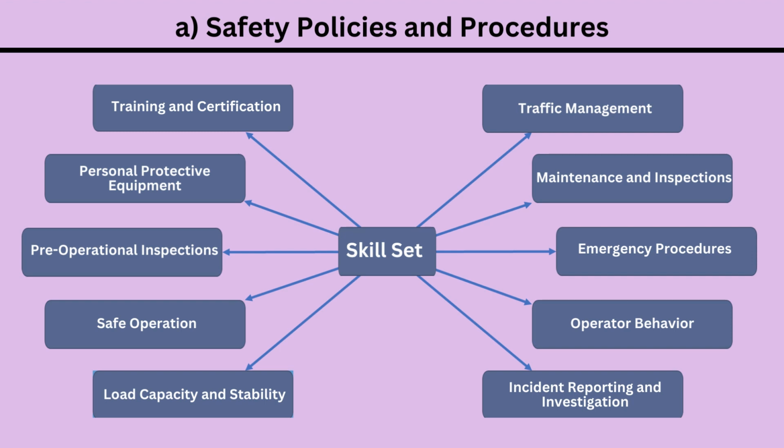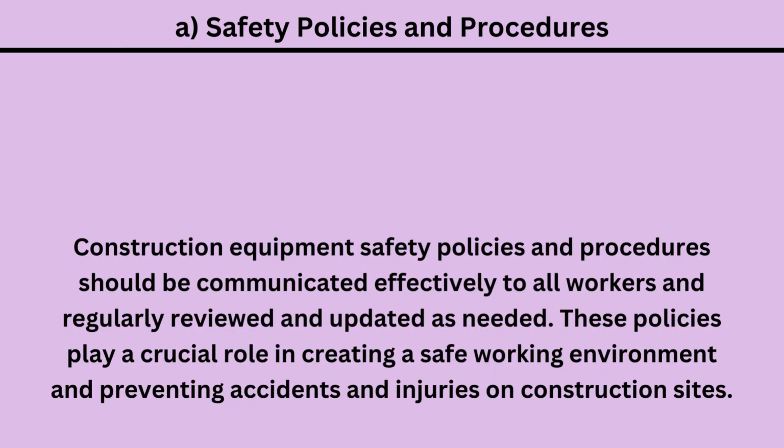1. Training and certification. 2. Personal protective equipment (PPE). 3. Pre-operational inspections. 4. Safe operation. 5. Load capacity and stability. 6. Traffic management. 7. Maintenance and inspections. 8. Emergency procedures. 9. Operator behavior. 10. Incident reporting and investigation. Construction equipment safety policies and procedures should be communicated effectively to all workers and regularly reviewed and updated as needed. These policies play a crucial role in creating a safe working environment and preventing accidents and injuries on construction sites.